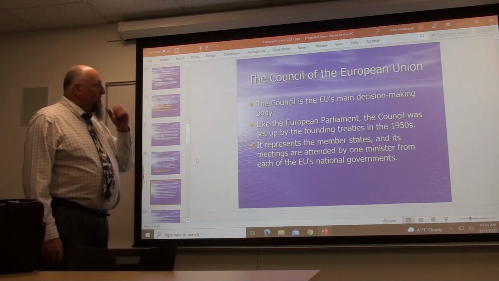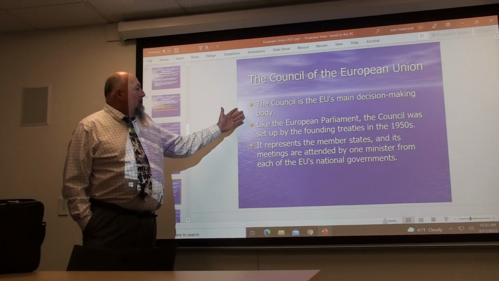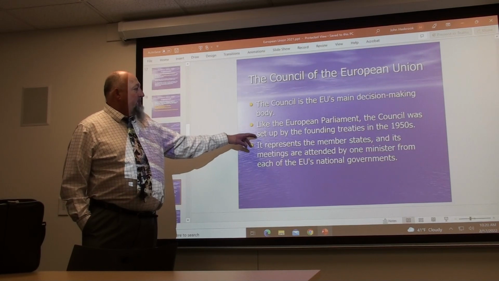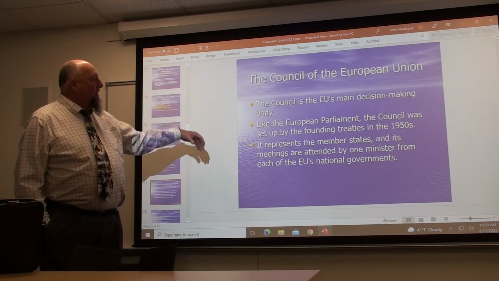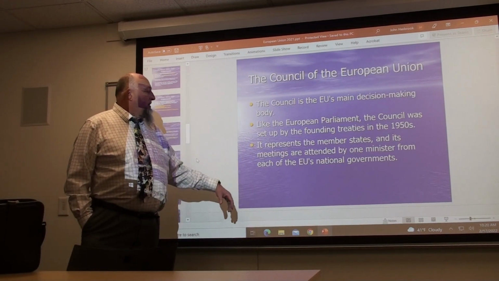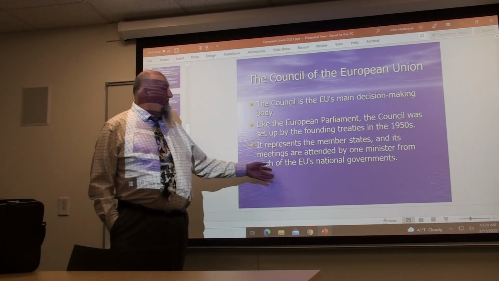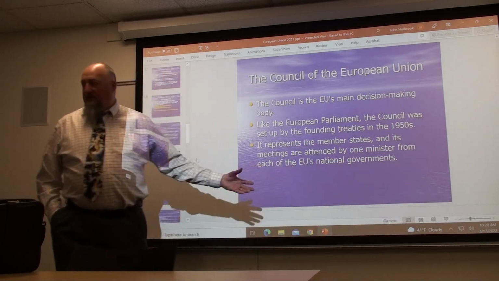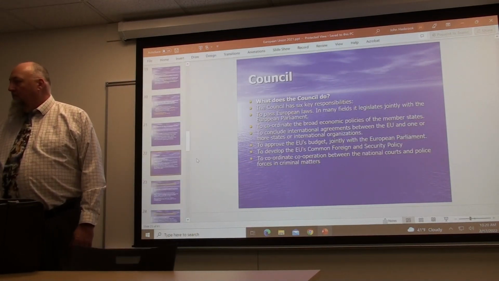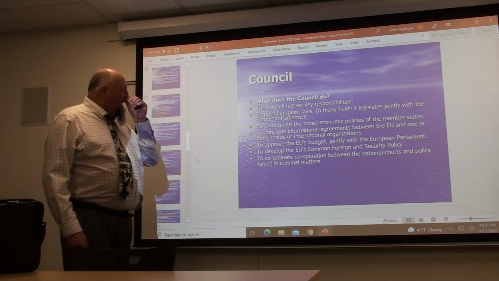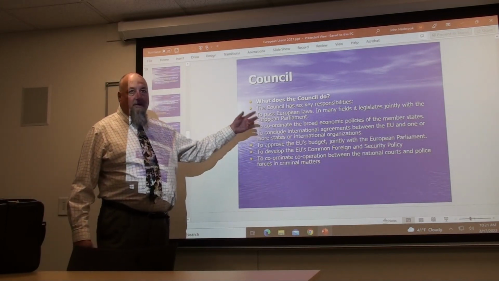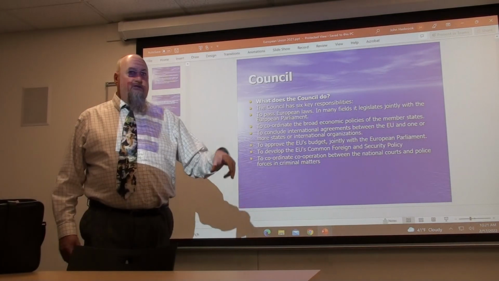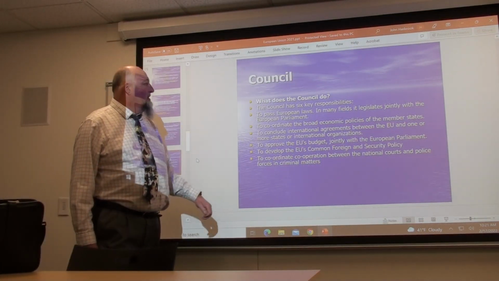Okay, Council of the European Union, main decision-making body. Like the European Parliament, Council was set up back in the founding treaties in the 50s, and it represents the member states. You have one minister from each of the European Union national governments. Council has 6 main responsibilities: pass laws jointly with the Parliament. That's the co-decision ordinary legislative procedure process.